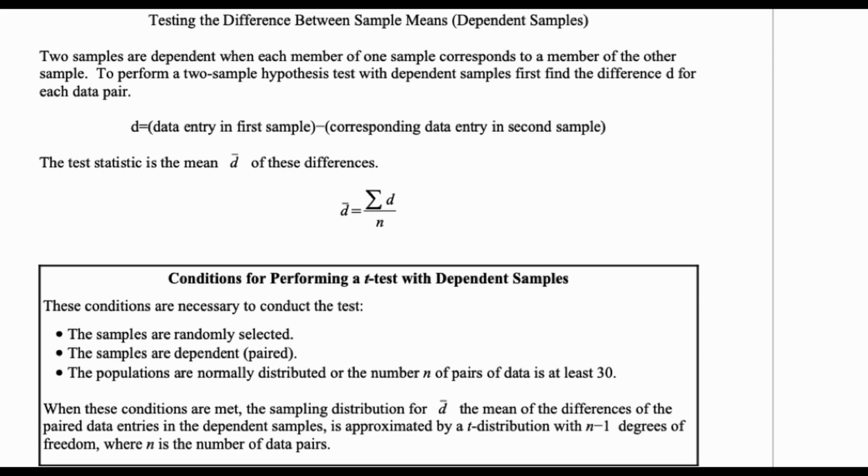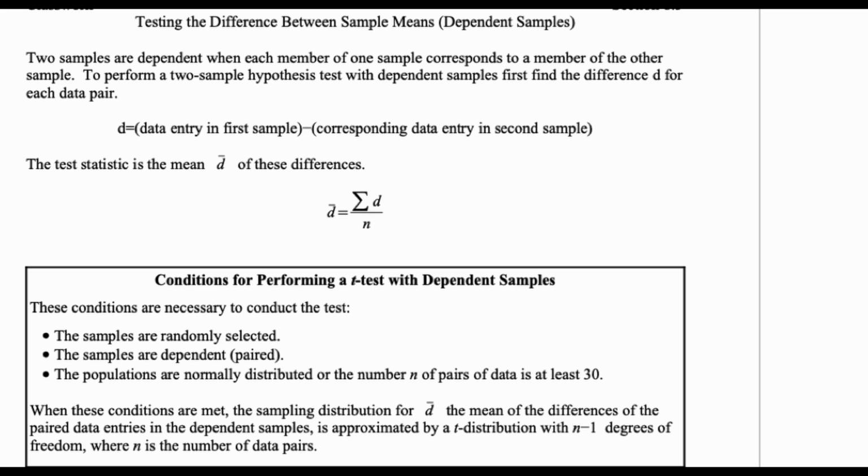So here we're going to be testing the difference between sample means when we have dependent samples. A little bit different from the previous sections. We had assumed independent samples, but this is a case where you may ask the same person two questions, one at one point in time and another at another point in time. That would be an example of dependent samples because they're paired.